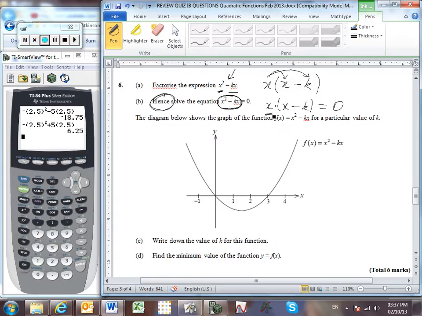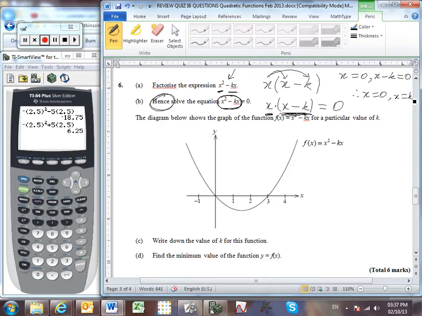Either x is equal to 0, or the other factor that is being multiplied, in brackets x minus k, is equal to 0. So x equals 0, or x minus k equals 0, and that yields the solutions x equals 0 and x equals k.